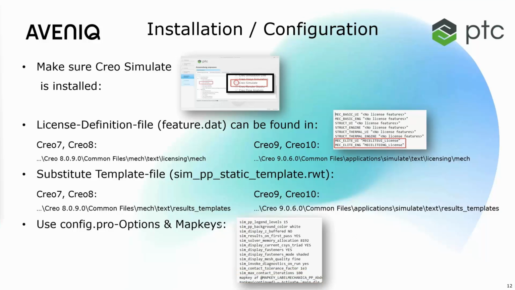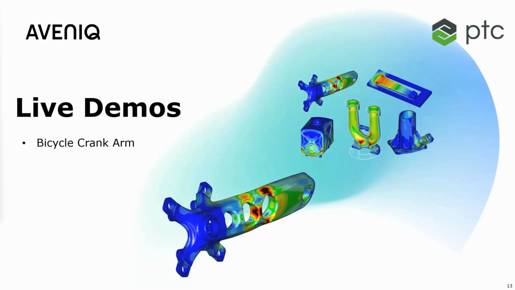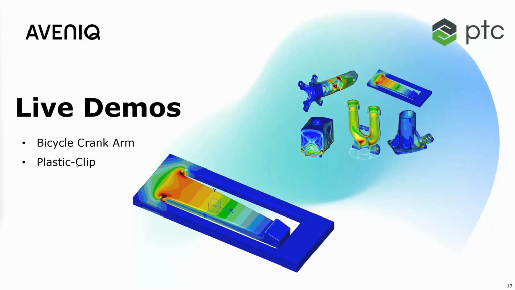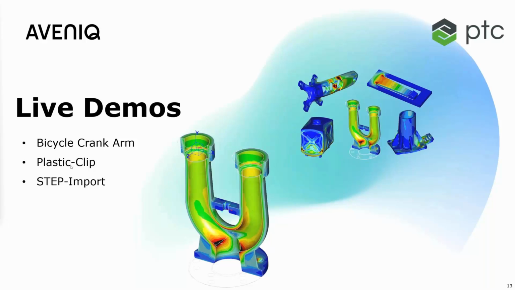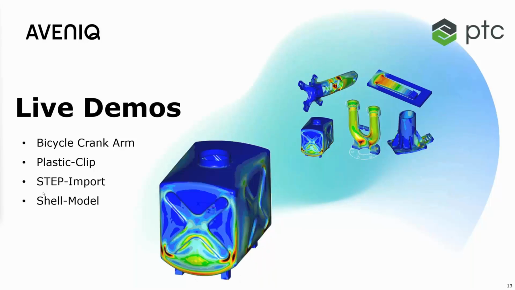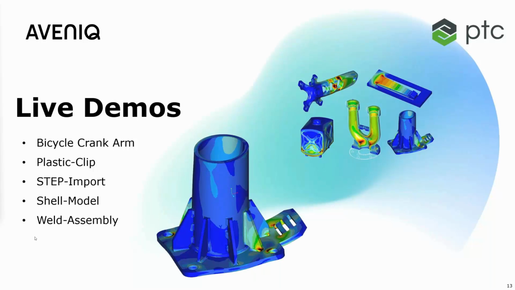And now we are going for the live sessions. During the next 50 minutes, we'll have 5 projects. One is a bicycle crank arm. We are calculating a plastic clip. We are doing a casted component with a step import from GrabCAD. Then we will see the shell model with an oil tank. And at the end, we are going to the assembly, and we are analyzing a weld assembly.